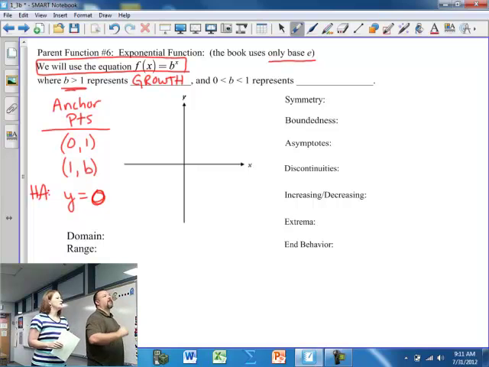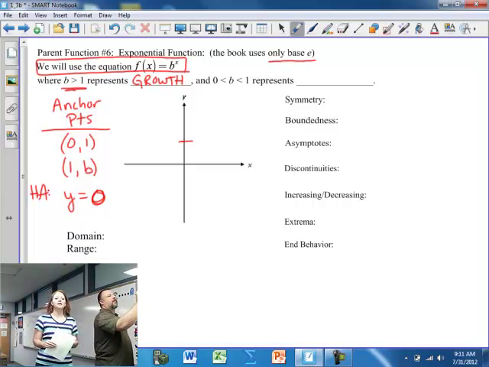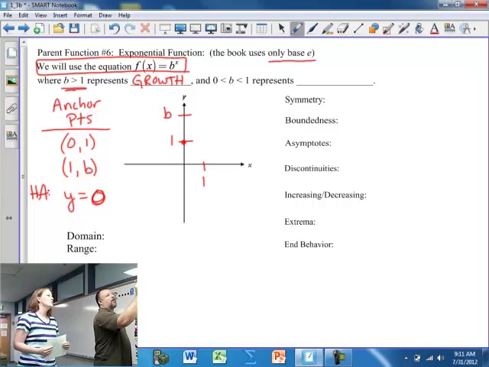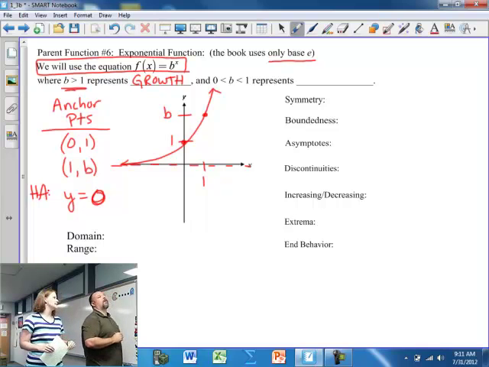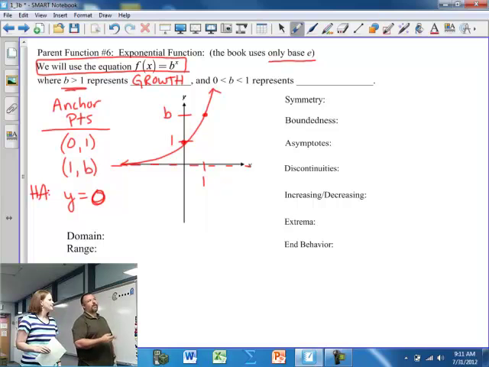Again, you've done exponential growth and decay, but instead of thinking of every single base as its own parent function, you want to just know that the ordered pair (1, b) will be on your graph. Make sure you put your horizontal asymptote as a dashed line on your graph. We want to see it. We need to see those three key things.